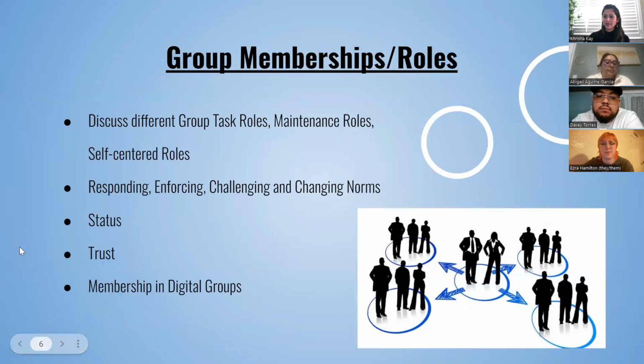Hi, everybody. I'm Ezra. I'm going to be discussing group memberships and roles. So discussing the different group task roles, maintenance roles, and self-centered roles. All these roles were assigned in our group for group task and maintenance roles.